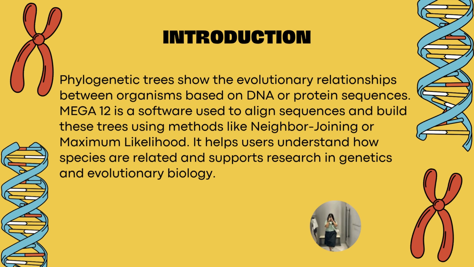Before we start, we will present phylogenetic trees, which show the evolutionary relationship between organisms based on DNA or protein sequence. MEGA 12 is software used to align sequences and build these trees using methods like neighbor joining or maximum likelihood. It helps users understand how species are related and supports research in genetic and evolutionary biology. Next, we will move to the next slide, where we show you step by step how to align sequences.